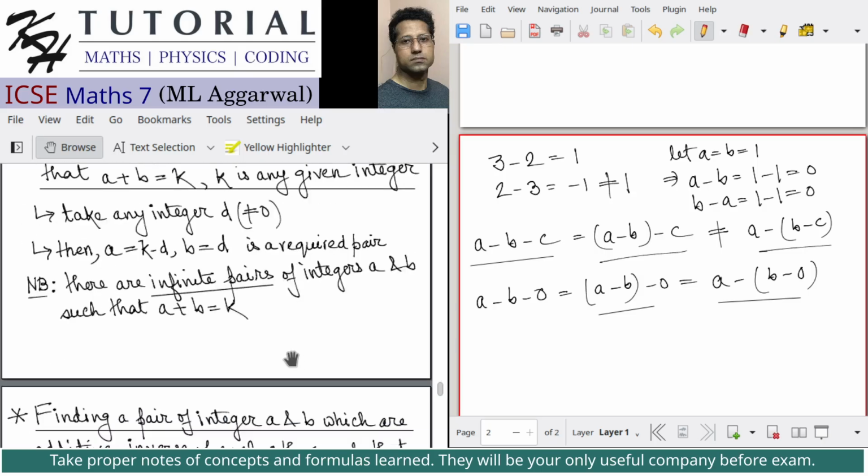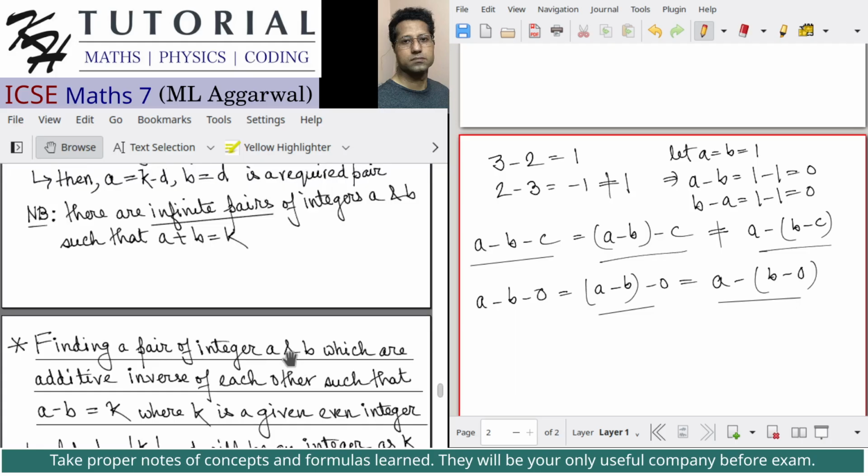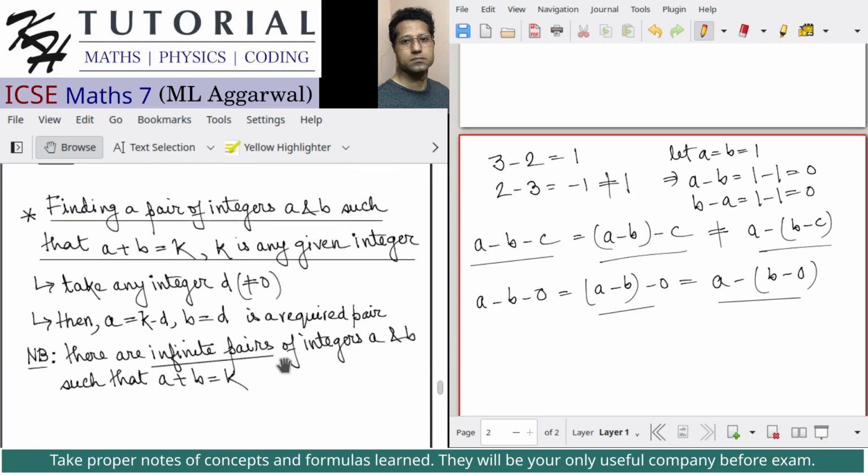Okay. The next two concepts are about a general strategy to solve two kinds of problems. The first one is how do we find a pair of integers a and b such that a plus b is equal to k, where k is a known integer. It is given. So we have to find a pair of integers a and b such that their sum is k.